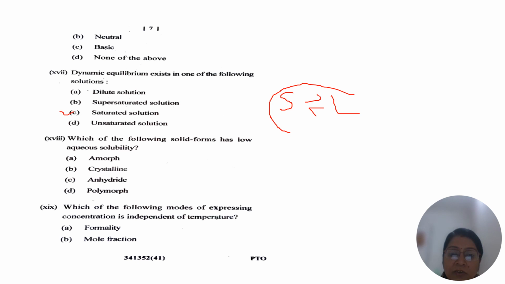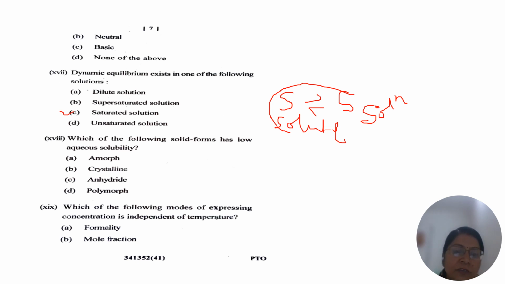In this case the solid is in liquid form, that is, in solution form. So you can say it is again the solid in solution form. The solid is in equilibrium in both the phases, either in solid form or in the liquid form. So the answer will be saturated solution.